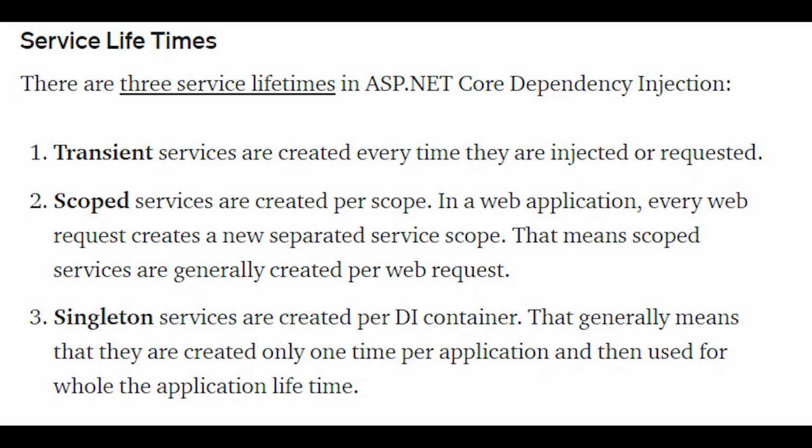We can register a service with three different lifetimes. There are three service lifetimes in ASP.NET Core dependency injection. Transient services are created every time they are injected or requested. Scoped services are created per scope. In a web application, every web request creates a new separate service scope. That means scoped services are generally created per web request. Singleton services are created per DI container. They are created only one time per application and then used for the whole application lifetime.